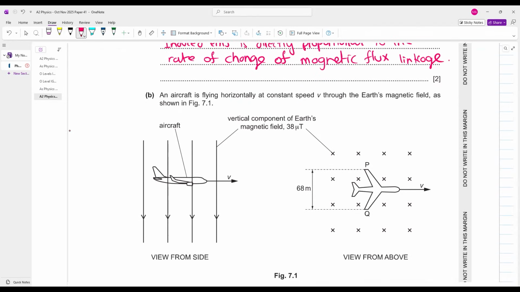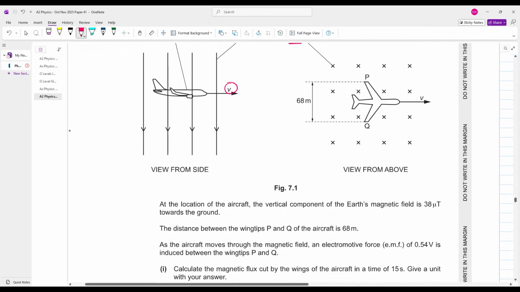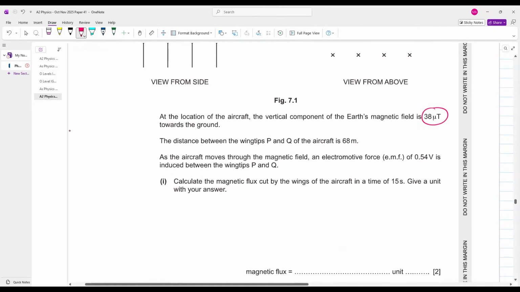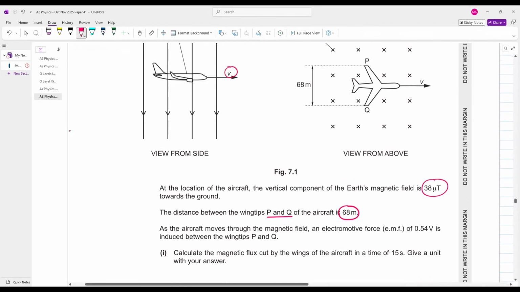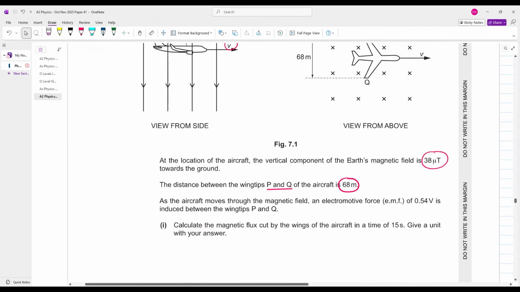An aircraft is flying horizontally at constant speed v through Earth's magnetic field as shown in figure 7.1. Here we are given the diagram. At the location of the aircraft, the vertical component of Earth's magnetic field is 38 microtesla. The distance between wing tips P and Q of the aircraft is 68 meters.